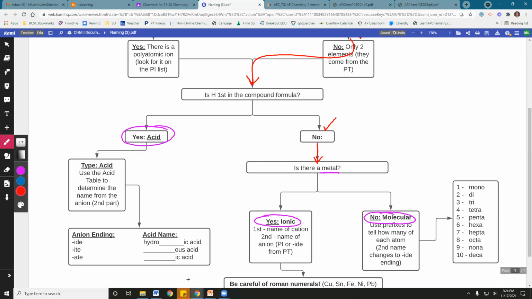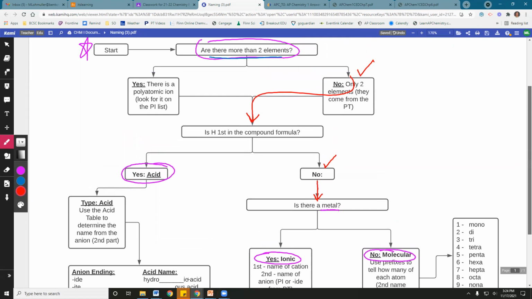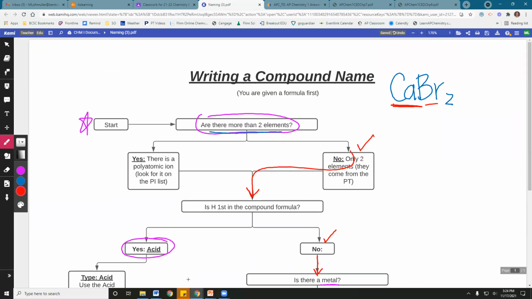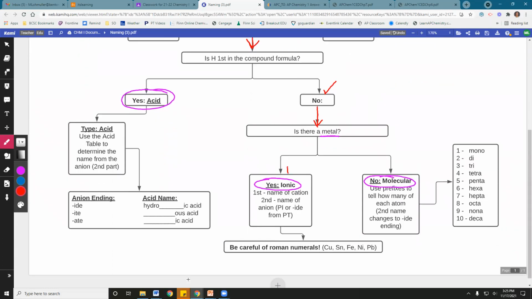Is there a metal? Now this is where we have to remember everything to the left of the stair step line is considered a metal. So calcium is in group 2A, which are called alkaline earth metals. So then yes, we do have a metal in our compound. So since we have a metal, then the type of compound is ionic.